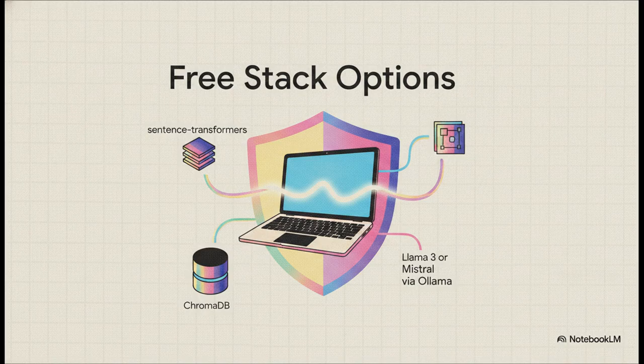Now, I know what some of you are thinking. What if API costs or data privacy are complete deal breakers? Well, you don't actually have to rely on cloud providers at all. This entire architecture works beautifully locally. You can easily swap in something like sentence transformers for local embeddings, run models like Llama 3 or Mistral directly on your own hardware via Ollama, and just keep using ChromaDB. You get the exact same robust architectural results, but your data literally never touches the cloud.